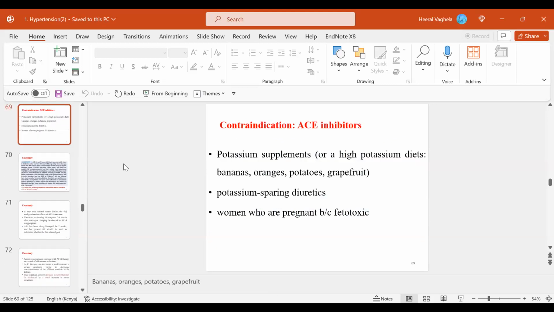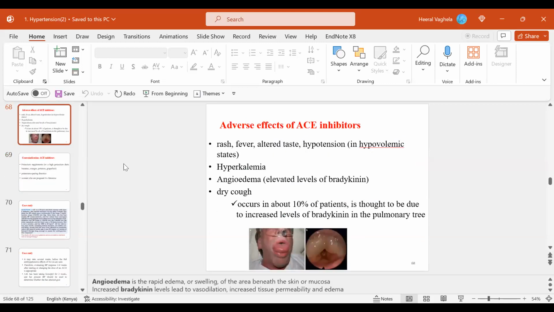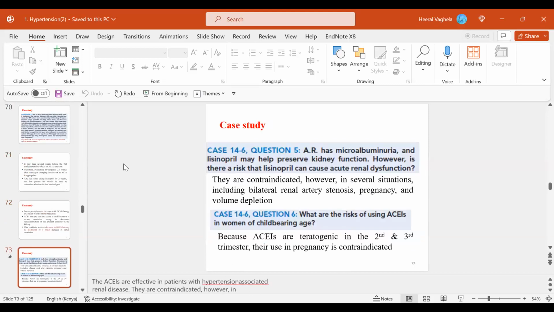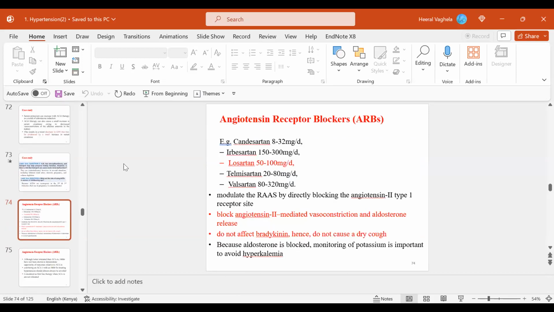Some of the ADRs that you see are rash, fever, and hyperkalemia, which is one of the common ones, and for the ACE inhibitors, angioedema because of the bradykinin. But you usually start with ACE inhibitors, and then you see if the patient is tolerating them well or not. If not, then you switch to the angiotensin receptor blockers.